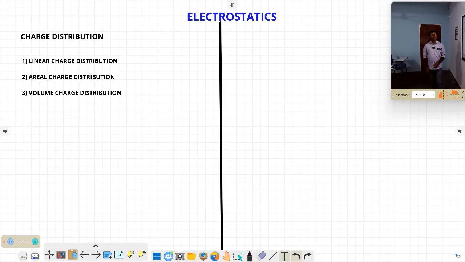Hello students, today we are going to discuss the electrostatics concept of charge distribution. This is a very small concept, but it is required as a basic concept. Using this, a lot of problems can be solved in the coming topics. So what is charge distribution?